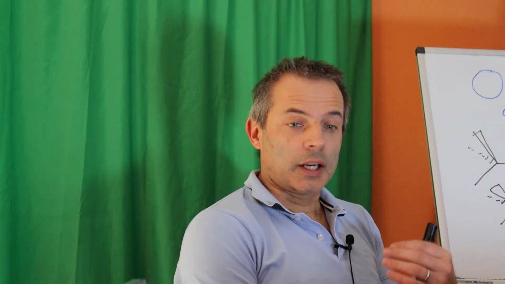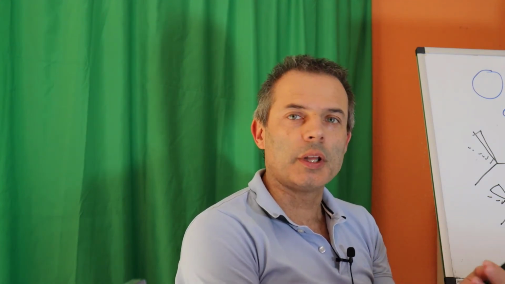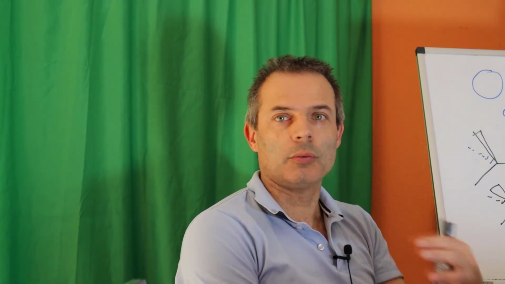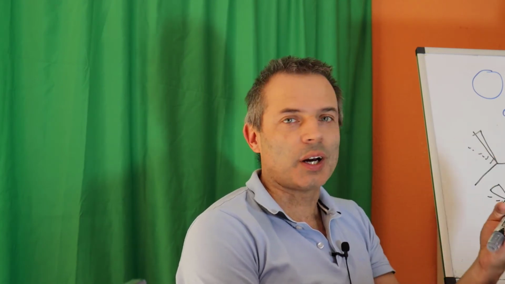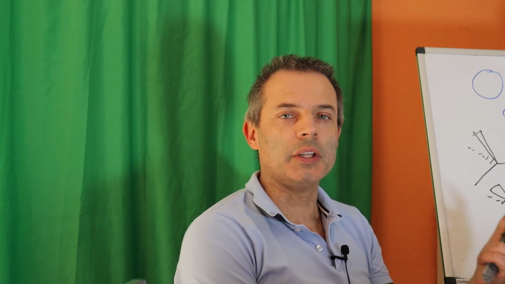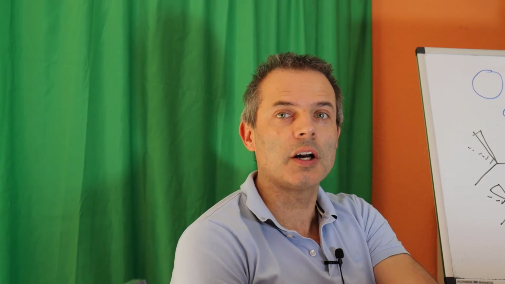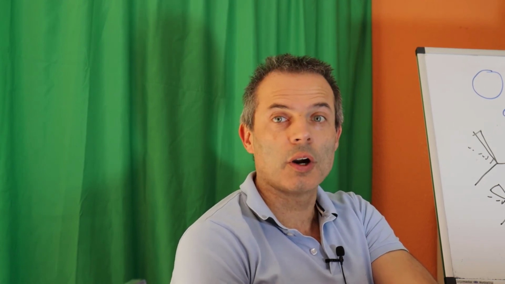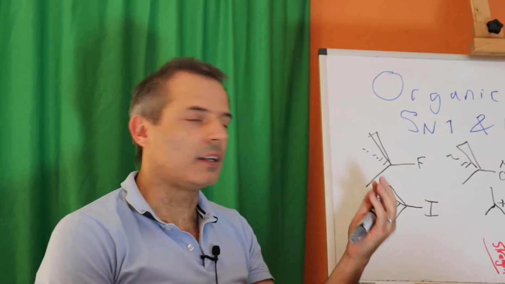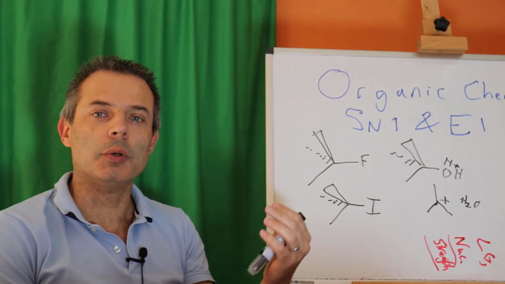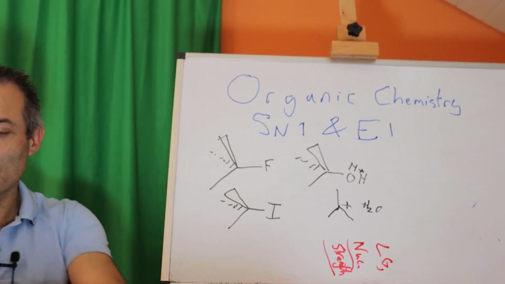So let's have a look at how good some of the groups are that we can put on there, how good they are at leaving. We like to call that a leaving group because it's the group that's leaving. So our iodide in this case would be the leaving group, but we could choose other molecules. So we could choose a fluoride or a chloride or a hydroxide group that could be leaving, and those have different leaving group effectivities, leaving group powers. Some of them are better than others.